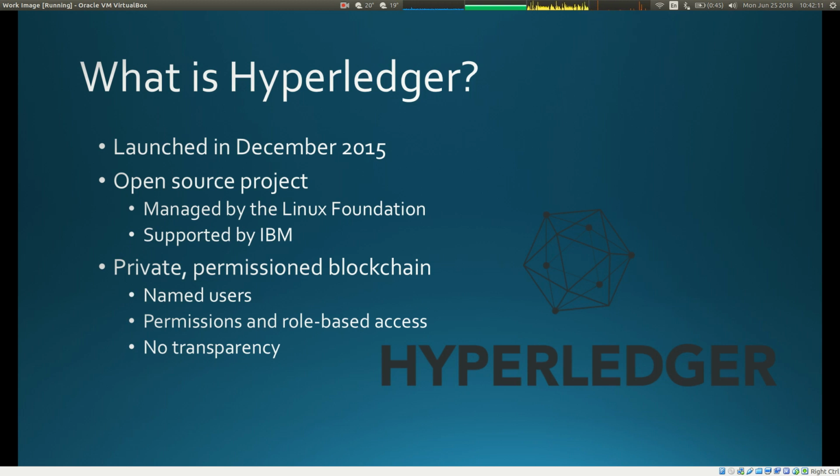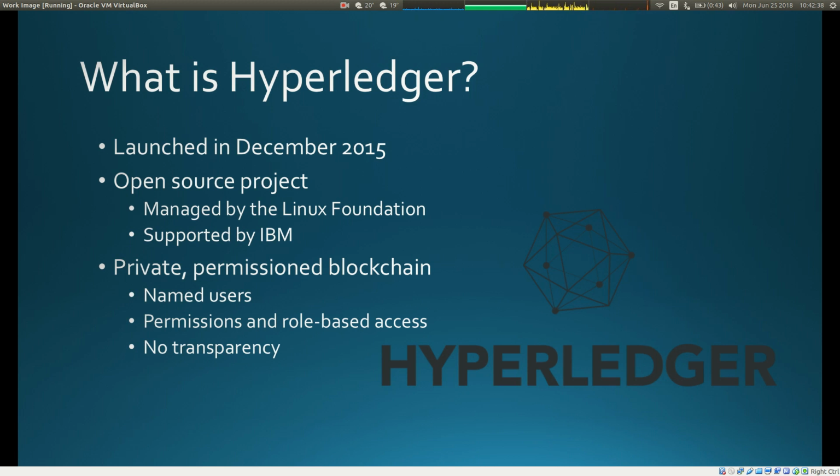Hyperledger is an open source project that was launched late 2015. Its primary financial corporate backer is IBM, but it is an open source project that is managed by the Linux Foundation. There are over 220 different corporate sponsors of Hyperledger, so it is not an IBM product or offering. It's just an open source project that IBM has contributed a lot to.